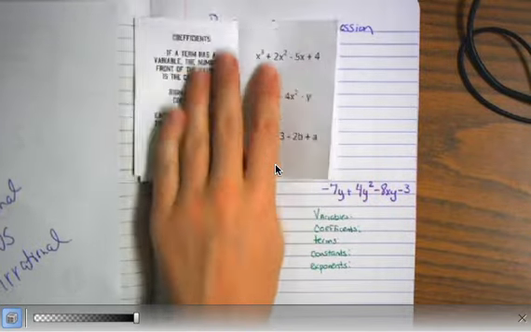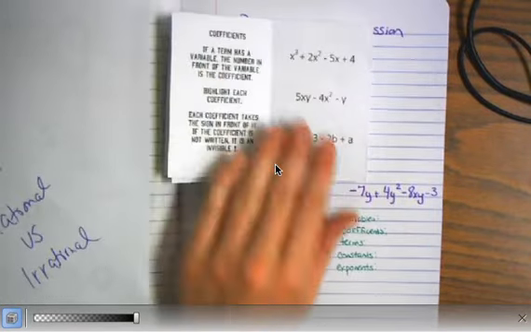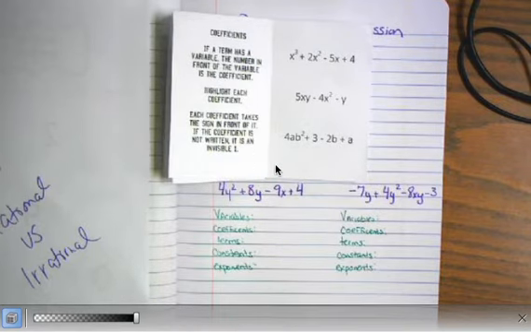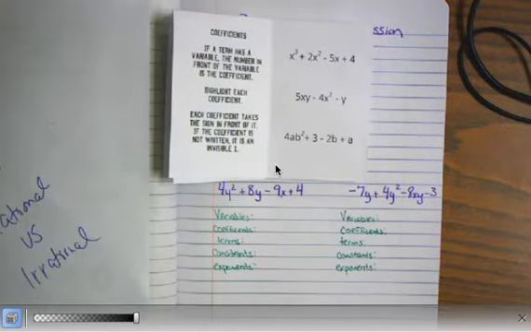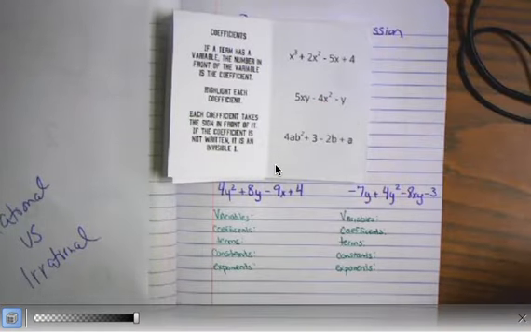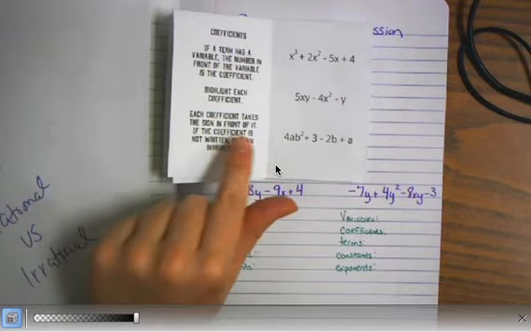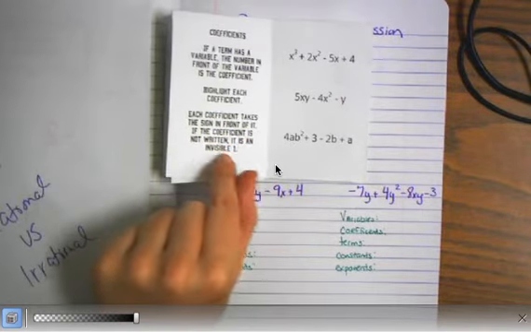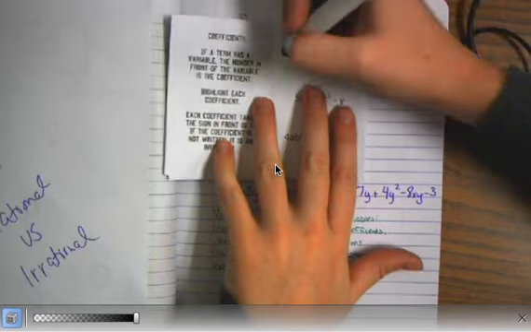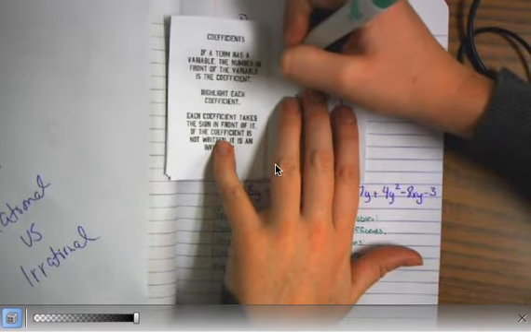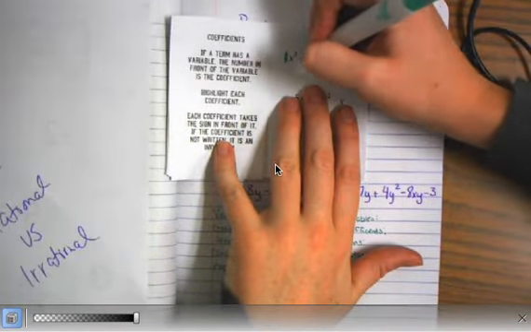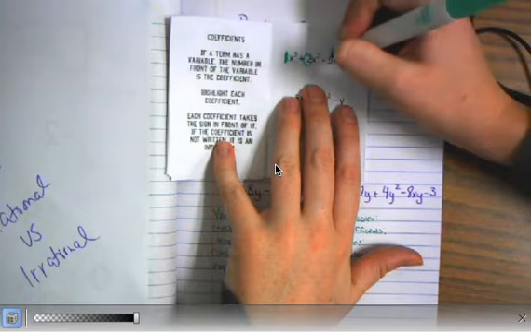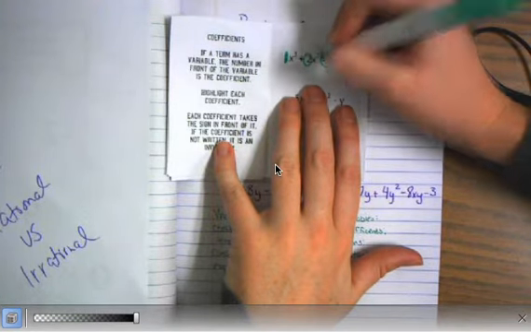Next part, we're going to have coefficients. Coefficient is a big word for something that you already really know. Basically, it's a term that has a variable, and the number in front of the variable is the coefficient. Each coefficient takes a sign in front of it. If the coefficient is not written, it is an invisible 1. So here, my coefficient is going to be 1. My coefficient is 2. My coefficient is negative 5.